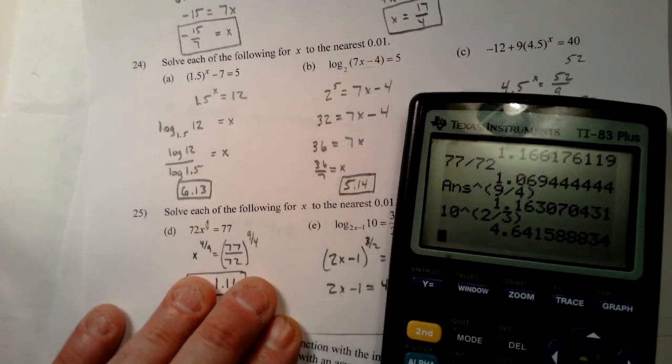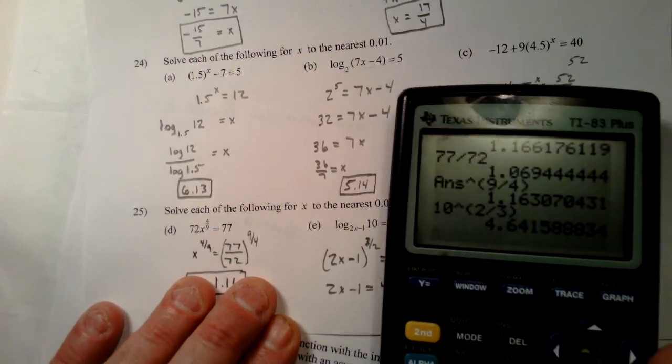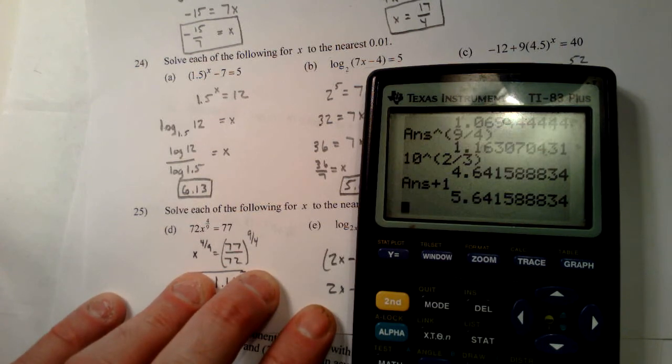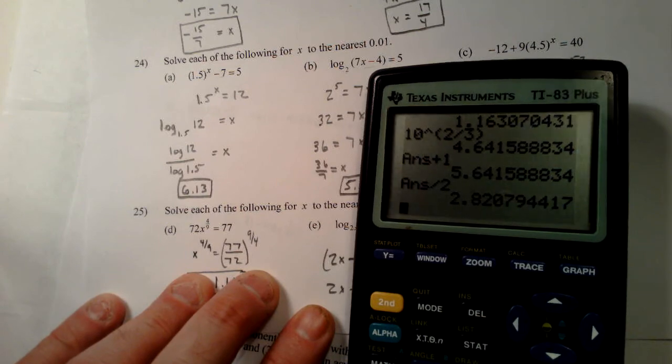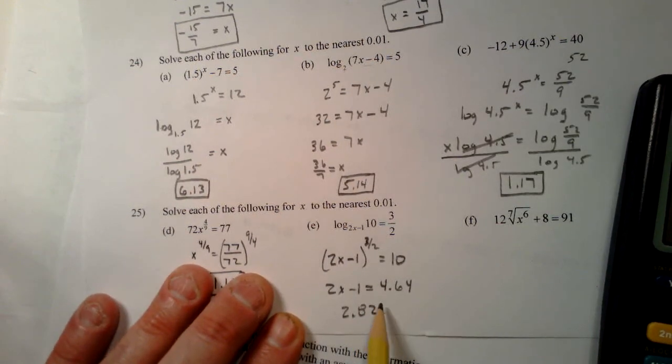Okay. So what is that more work? We've got to move this 1. So I've got to add 1 to that answer, plus 1. And then I have to divide by 2 on the last step. There's where we round that answer. That says 2.82.